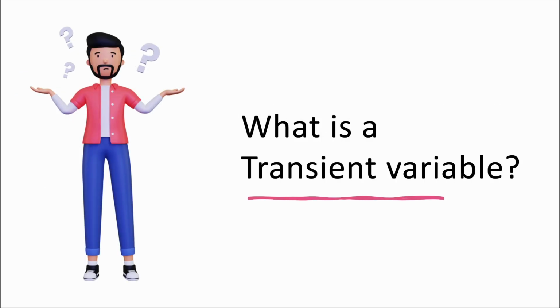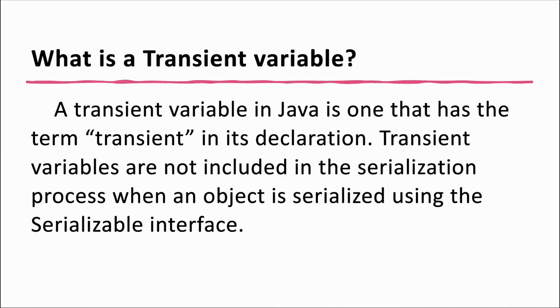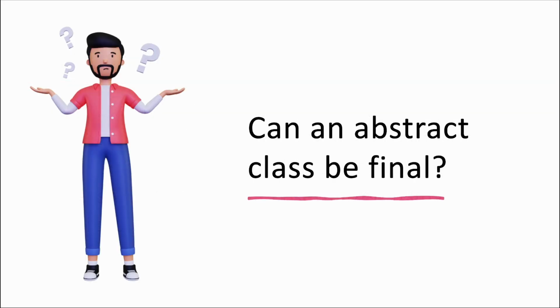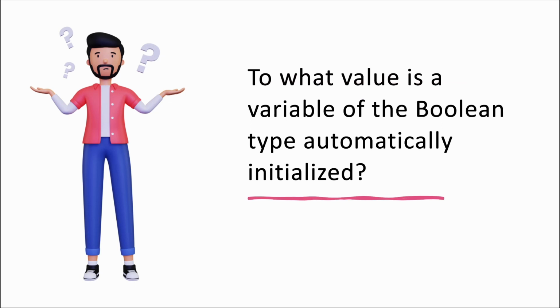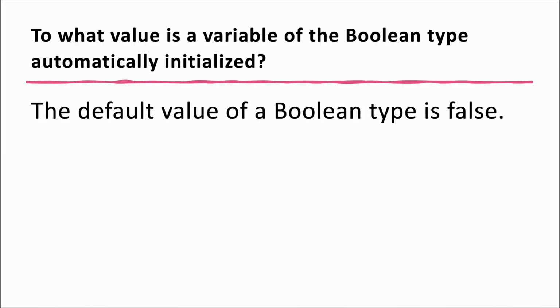Next question is, what is a transient variable? Answer is, a transient variable in Java is one that has the term transient in its declaration. Transient variables are not included in the serialization process when an object is serialized using the Serializable interface. Next question is, can an abstract class be final? Answer is no, an abstract class may not be declared as final. Next question is, to what value is a variable of the Boolean type automatically initialized? Answer is, the default value of a Boolean type is false.